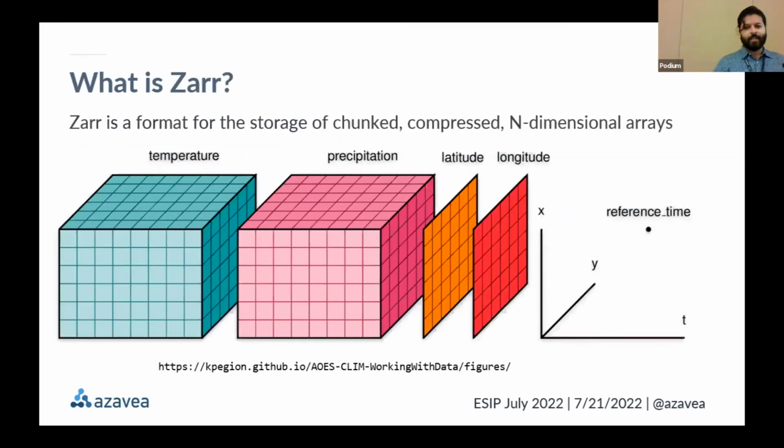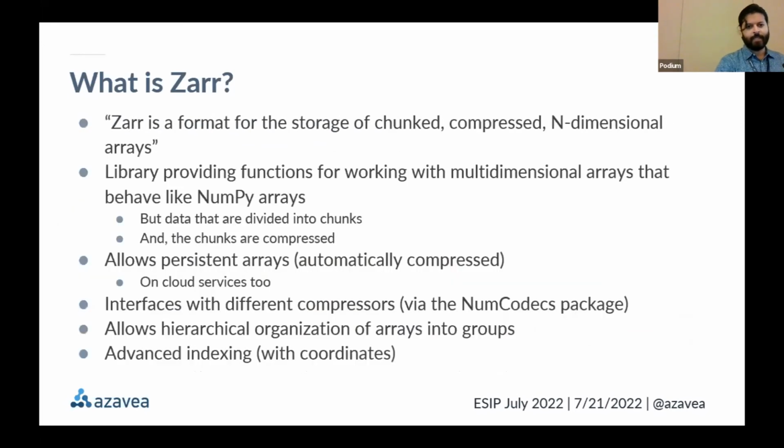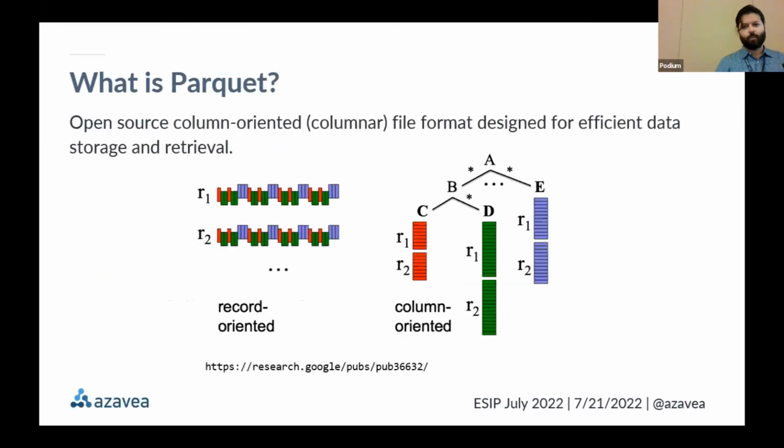We've talked about Zarr a bunch already, so I'm not going to go into too much detail. It's multidimensional, great for climate data. Parquet, people are also familiar with that. It's great for read-optimized tabular data.